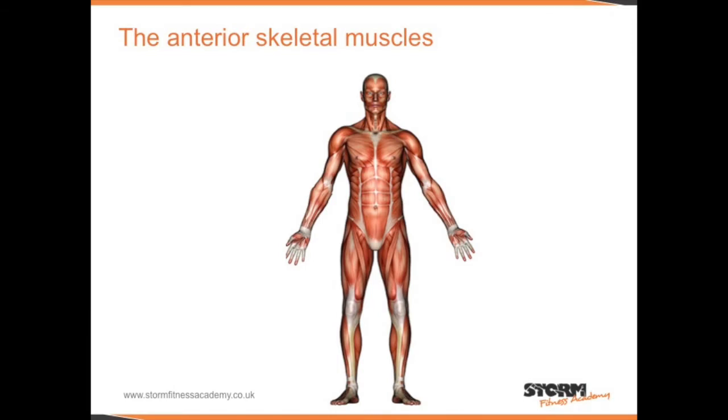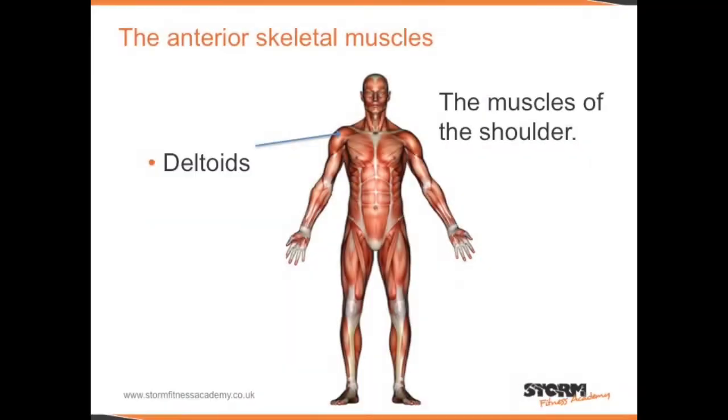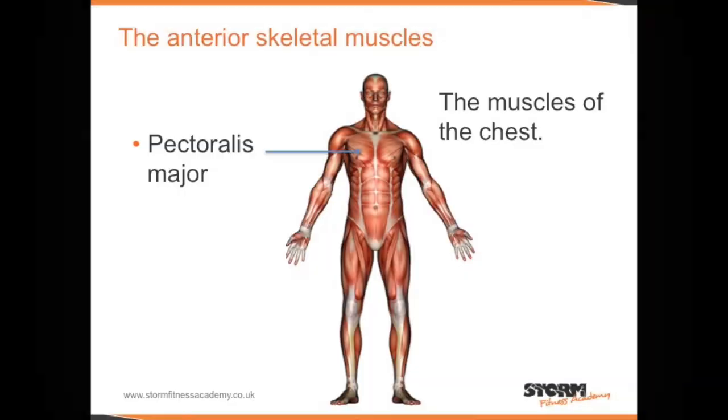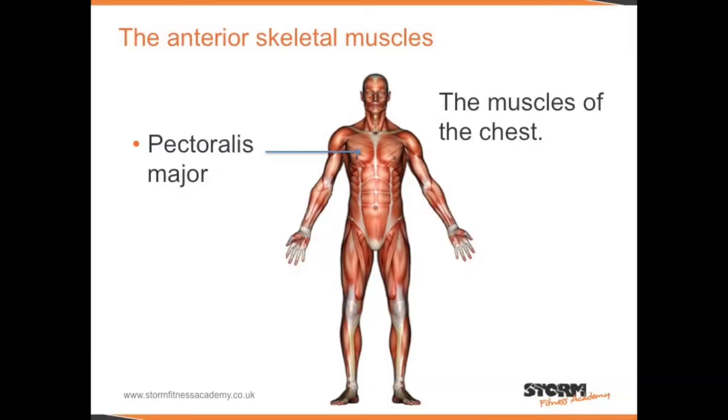There are over 600 muscles in the human body. This section goes through the main muscles that are involved in movement. To begin with, we're going to look at the anterior skeletal muscles. These are the muscles found at the front of the body. Deltoids. These are the muscles of the shoulder. Biceps brachii. This is the muscle on the front of the upper arm. Pectoralis major. These are the muscles of the chest.